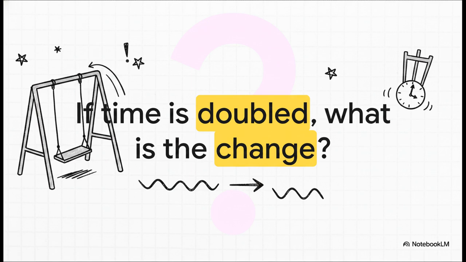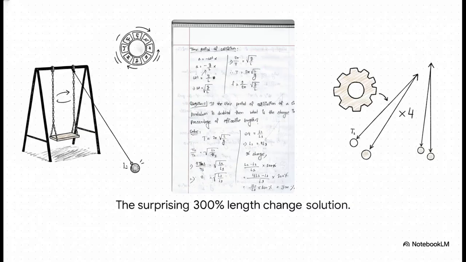Question 2, we are back at the swing set. If the time period of a swing's oscillation is magically doubled, meaning it takes exactly twice as long to swing back and forth, what is the percentage change of its effective chain length? Okay, step 1, what's the given? The new time is double the old time. Step 2, decoder ring. We use our trusty swing set formula.